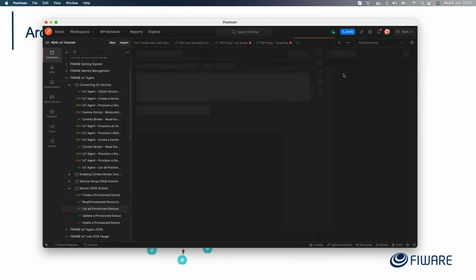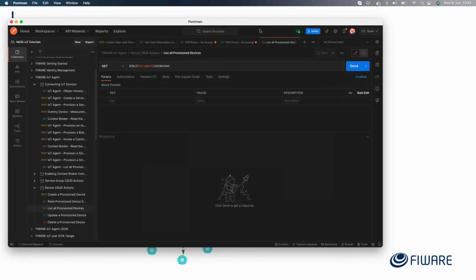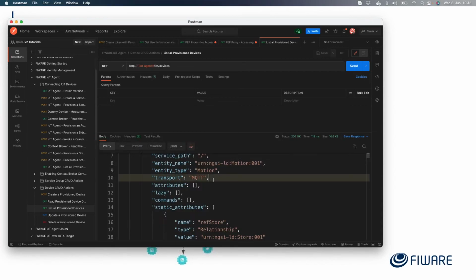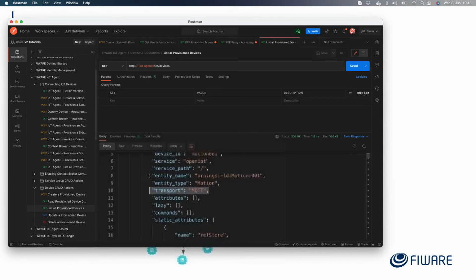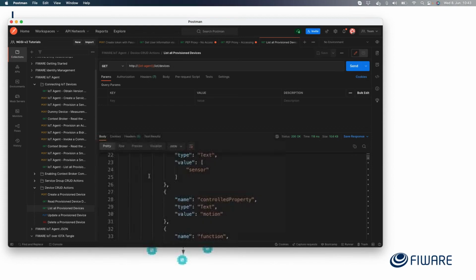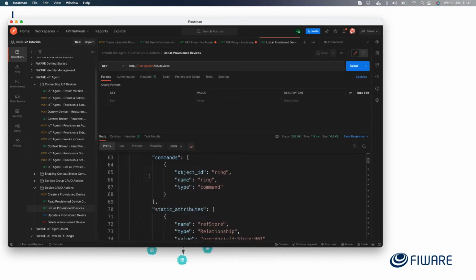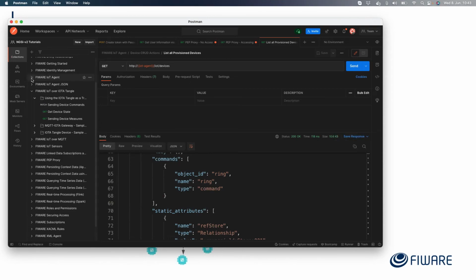Device CRUD actions. See if we can... you see we've got some devices. We've got a motion sensor. Now you notice that the devices I have already provisioned, I've provisioned them as using the MQTT transport, and this is because it is MQTT that the IoT agent believes is connecting to the device, because obviously it sends out MQTT. And of course, it doesn't understand that the IOTA Tangle is down there at the bottom of the system. But you can see all these usual devices are being sent in as you would expect.